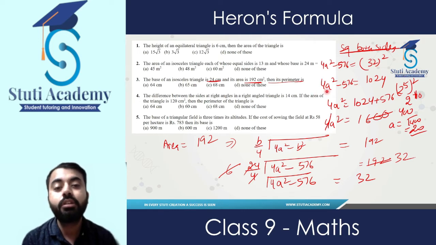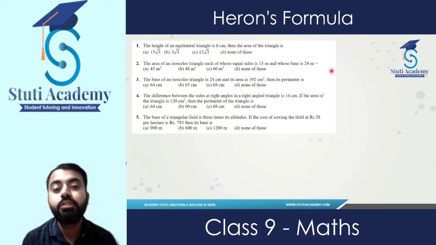Now I had this. 4a square minus 576 was 1024. 4a square will be what? 1024 plus 576. I got 1600. 4a square is what? 1600. a square will be what? 400. a will be what? So I got my equal sides which are 20 each.